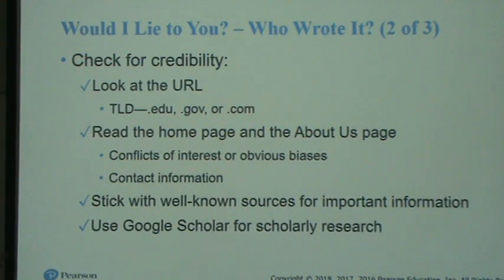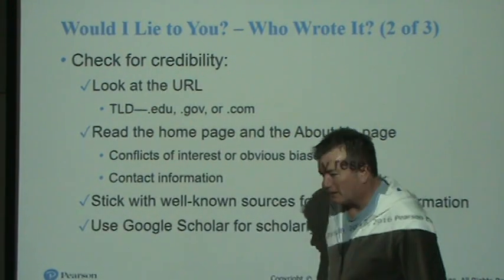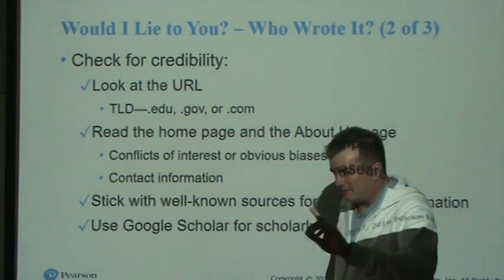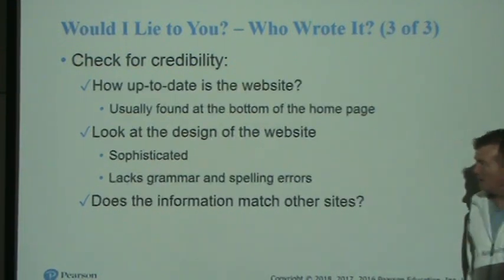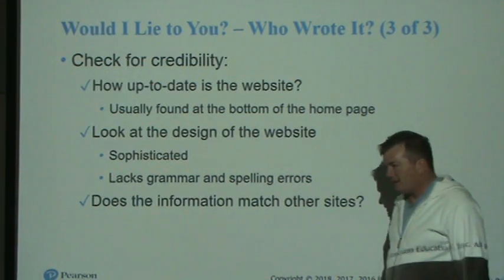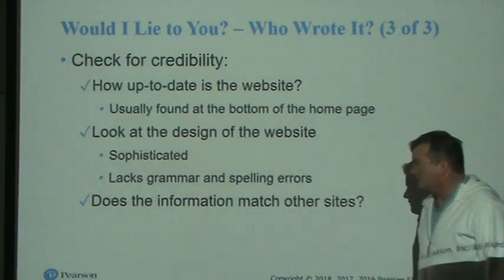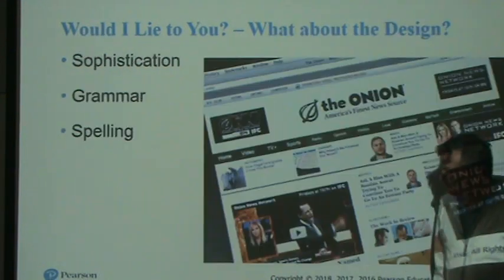These are suggestions: stick with well-known sources for important information. Use Google Scholar. Scholarly is where documents are posted and they're peer-reviewed. Experts in that field have reviewed it and said, yeah, this information is correct. Other things to look at are how up-to-date the website is, and the design of the website. Is it sophisticated? Does it have spelling errors? I guess they're saying if there are grammar and spelling errors, the information is probably not true.